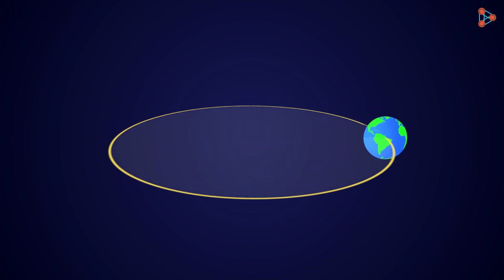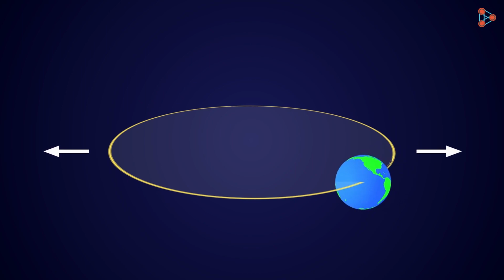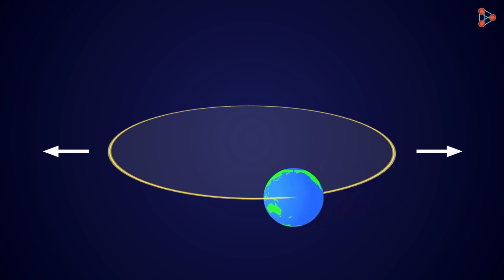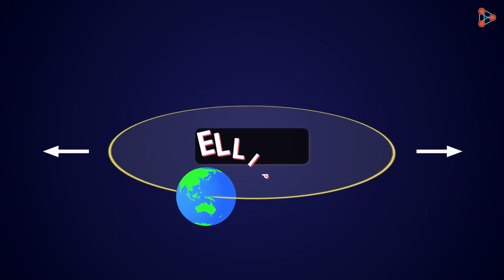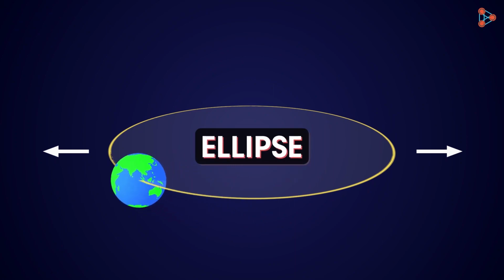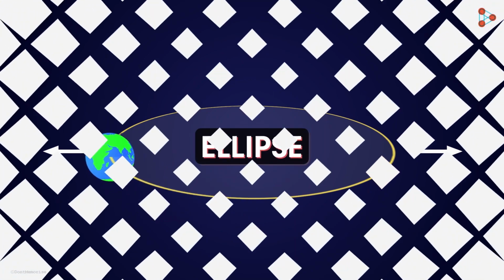Is this a circle? No, right? It's similar to a circle but elongated towards the side. Such a shape is called an ellipse. Let's see if you can tell me the next one.